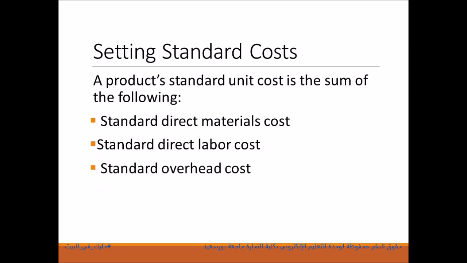A product standard cost is the sum of standard cost of raw material, standard cost of direct labor, and the standard cost of overheads.